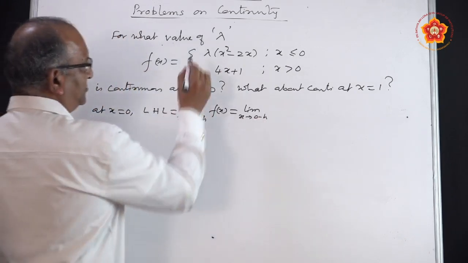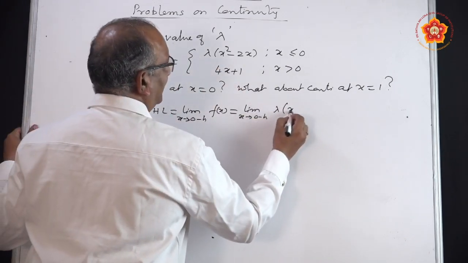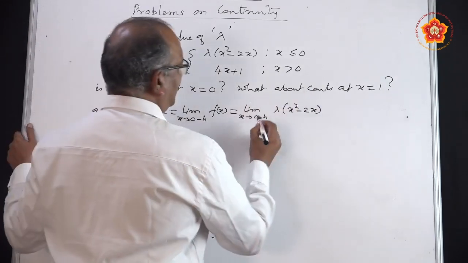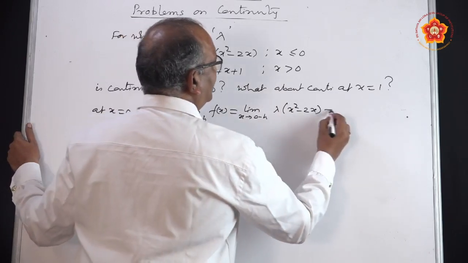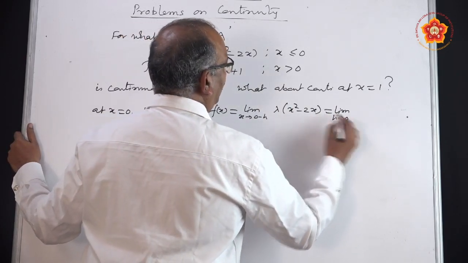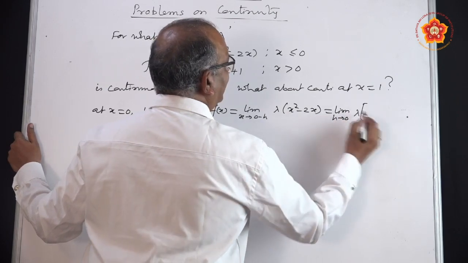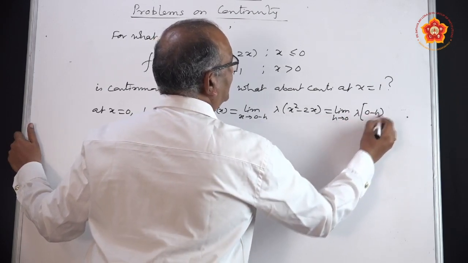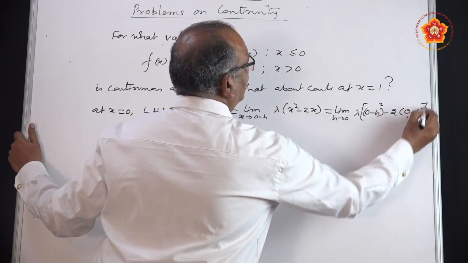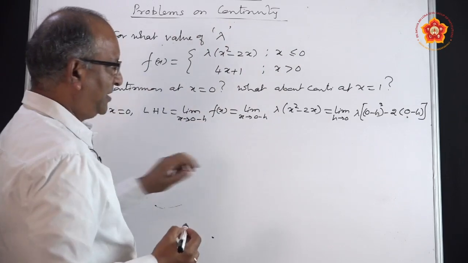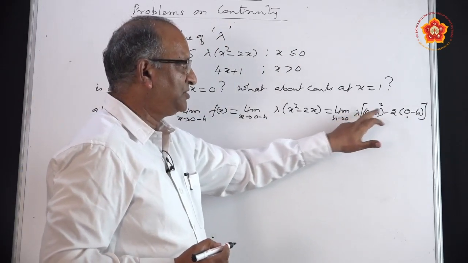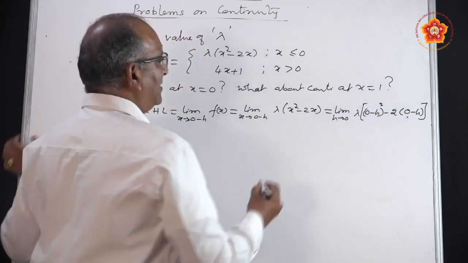If x is less than 0, the function is lambda into x square minus 2x. Substitute 0 minus h in place of x. This will be limit h tending to 0, lambda remains as it is, 0 minus h whole square minus 2 into 0 minus h. Proceed to the limits. If you proceed to the limits, what you will get? h became 0, so this becomes 0, this becomes 0, so it is nothing but equal to 0.